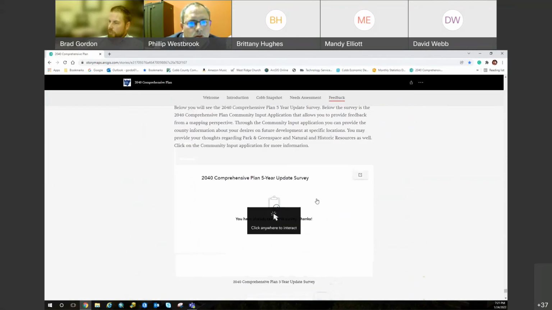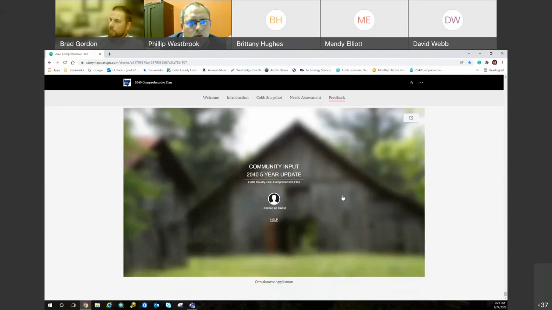So I scroll back up so you can see that. But now we'll scroll down to the comprehensive plan portion of it, the engagement portal part of it, the crowdsourcing application. The best way to use it is you can click on it. I'm going to maximize it on the screen. So I click on this icon up here.